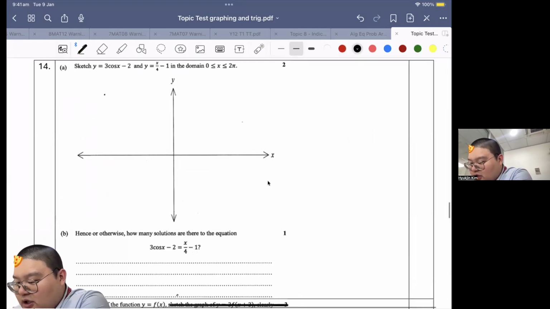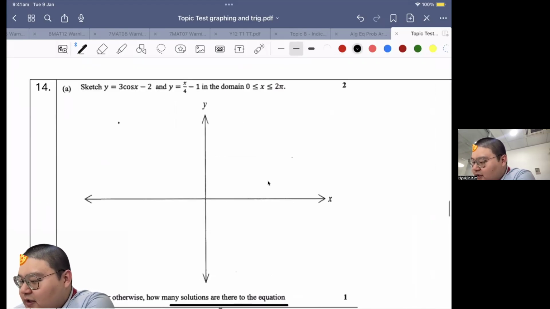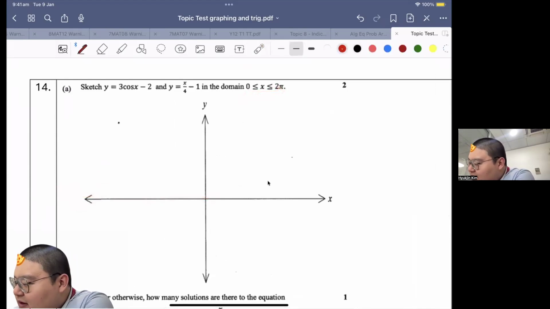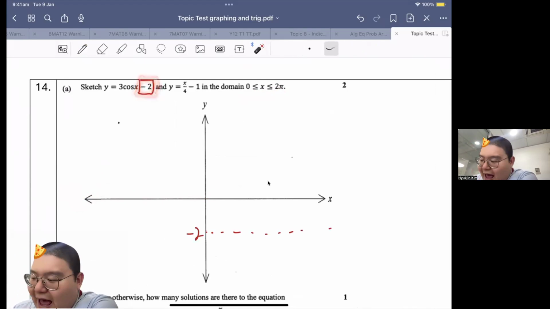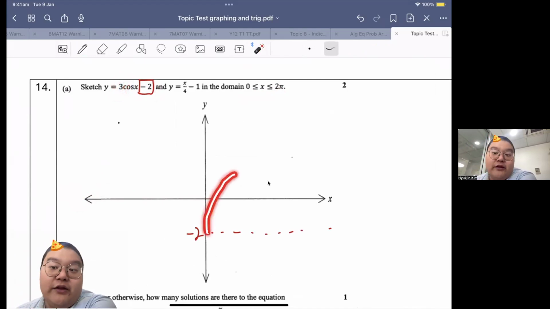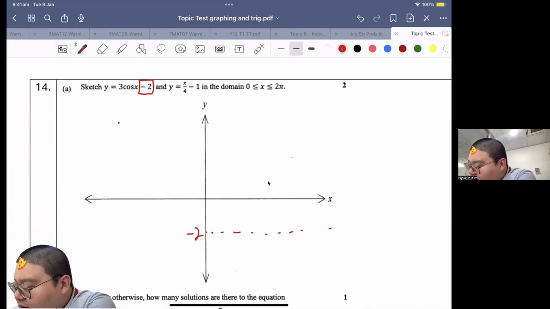All right, sketch y equals 3 cos x minus 2 and y equals x minus 4. Oh my God, this is such an annoying question. And also, they said 0 to 2 pi, but what did they give us all this? Anyhow, notice it's -2, so we start from -2. What do we notice though? It's at -2, but the amplitude is 3. That means from -2, how high can I go up? It could go up to 1 because it goes up 3 and it goes down 3. So that means I start from 1 and it goes down to -3.